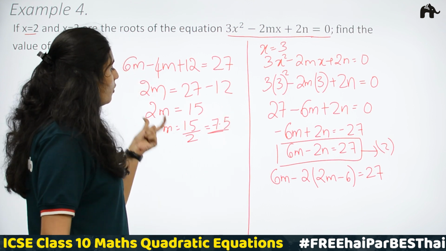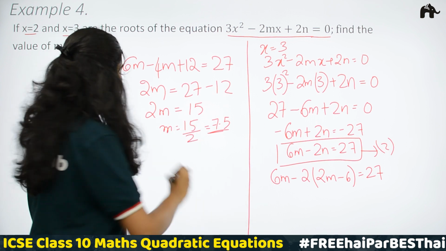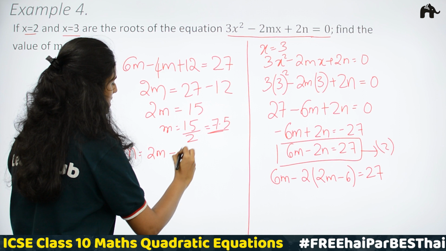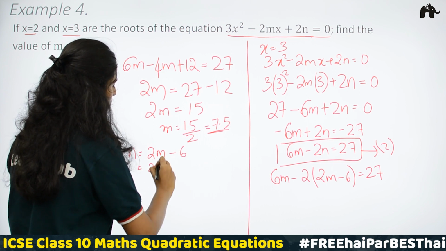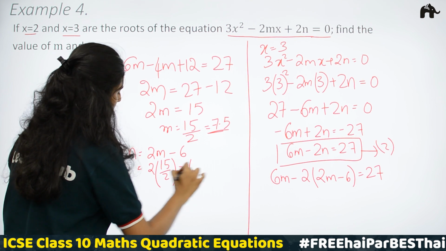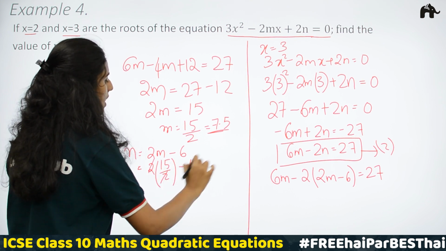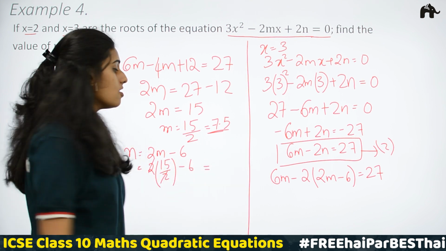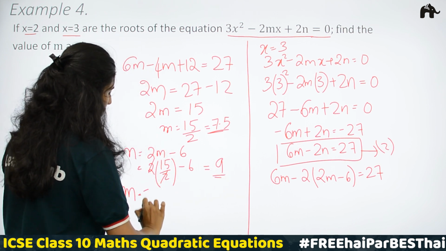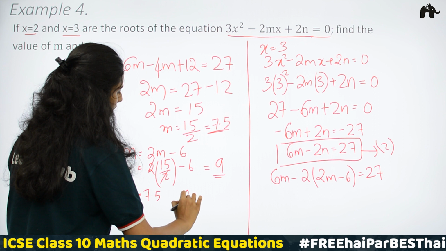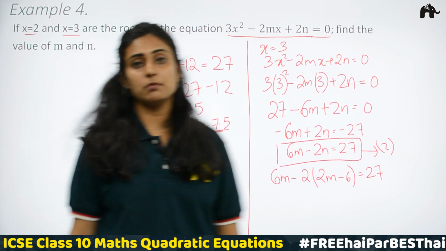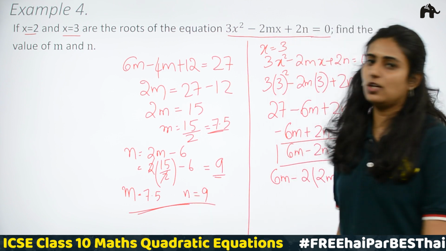Once you get the value of m, we can find the value of n. n equals 2m minus 6. That is 2 into m, which is 15 divided by 2, minus 6. Cancelling 2, 15 minus 6, that is equal to 9. We got m equals 7.5 and n equals 9. Okay, m equals 7.5 and n equals 9.